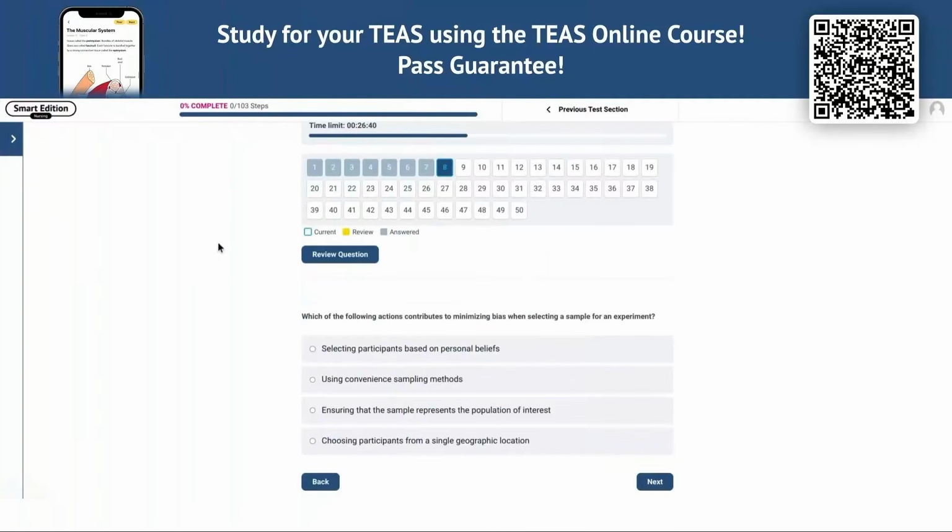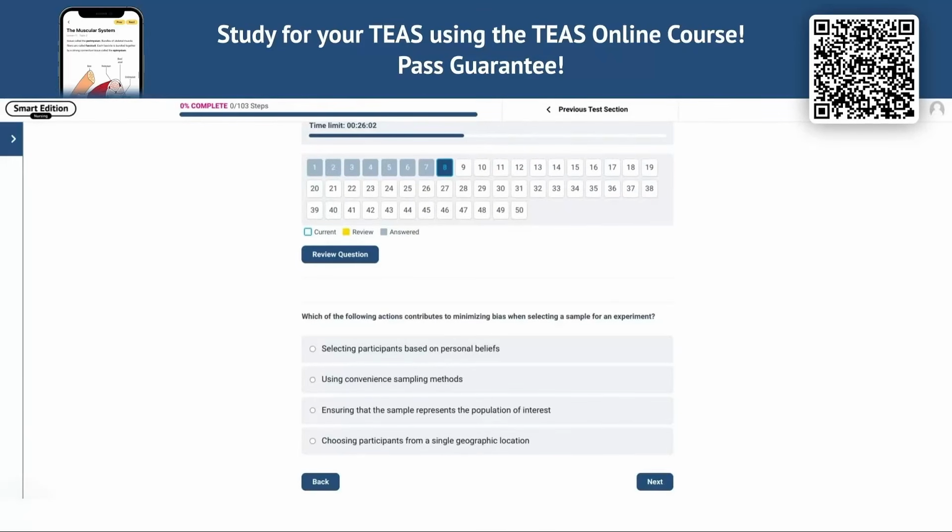Okay, so this is our first question on scientific reasoning. You are going to have 8 scored scientific reasoning questions when you take your real TEAS exam. Scientific reasoning is anything like designing an experiment, the scientific method, inductive, deductive reasoning, as well as things like conversions and scientific measurements. So, which of the following actions contribute to minimizing bias when selecting a sample for an experiment?